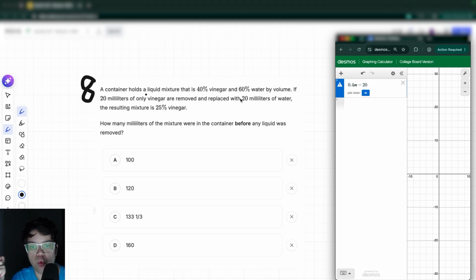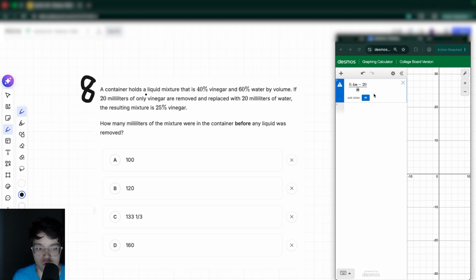And then it says add 20 milliliters of water. So that would not go in the top because that is just water, that is no vinegar at all. So we would just divide this whole thing now by M, which would be the original amount. And it actually would just be M because it says 20 milliliters are removed and replaced with 20 milliliters of water. So the total amount of stuff never actually does change. It's only the stuff at the top that changes. So then we set that equal to 0.25. And now you have 133 1/3 for the mixture amount. So C would be the answer for this one.